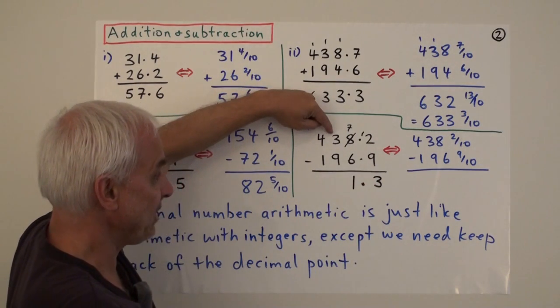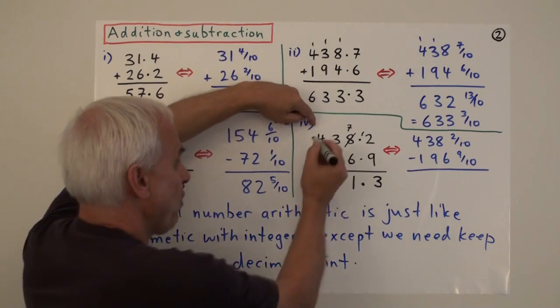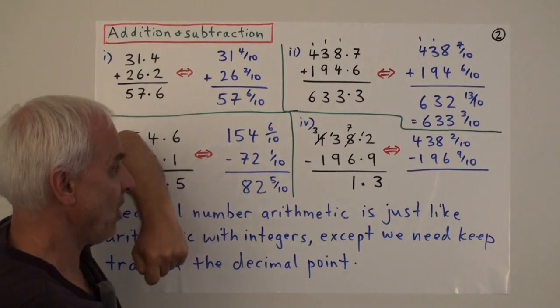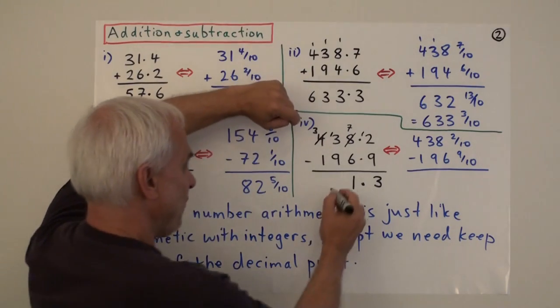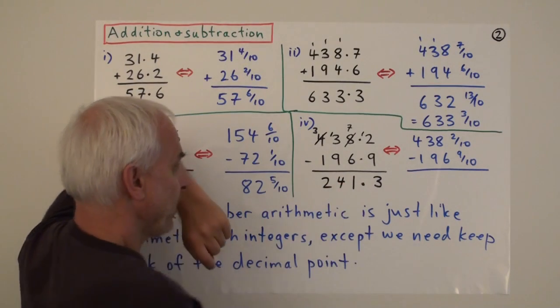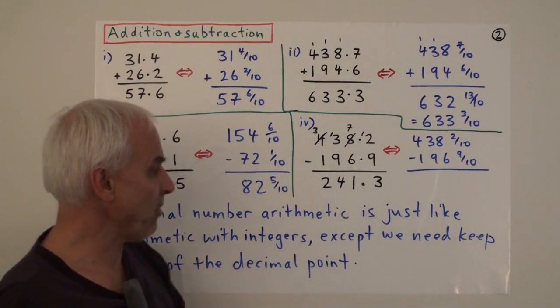And then 3 in the 10th column, 3 minus 9 doesn't quite work, so we have to borrow 10 from the 100th column, giving us 13 minus 9 is 4. And then in the hundreds, 3 minus 1 is 2, for an answer of 241.3.